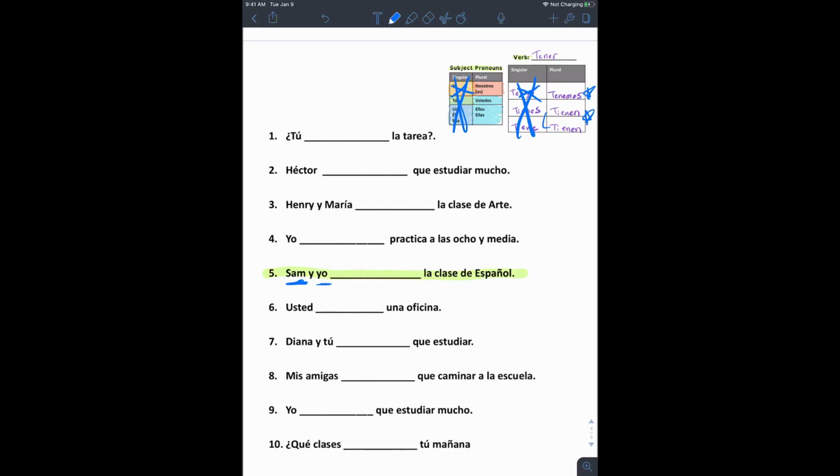So, does it say y yo and I? Does it? Yes, right here, y yo, which means that this is going to be the nosotros form, which is tenemos. Sam y yo tenemos la clase de español. Sam and I have Spanish class.